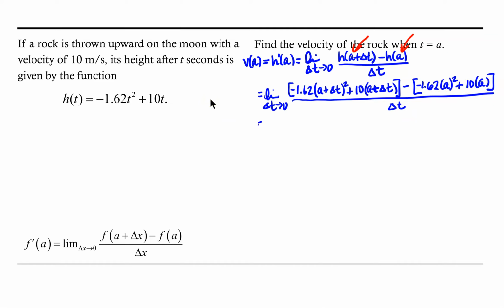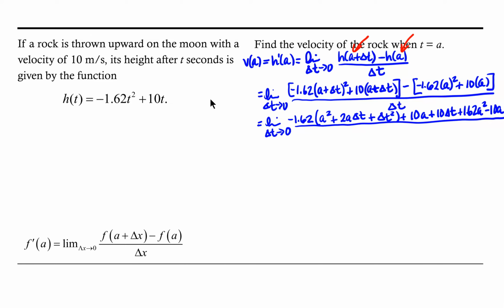So here we go. We've got the limit as delta t goes to 0 of negative 1.62 times (A squared plus 2A delta t plus delta t squared) plus 10 times A plus 10 times delta t plus 1.62A squared minus 10A, all over delta t.